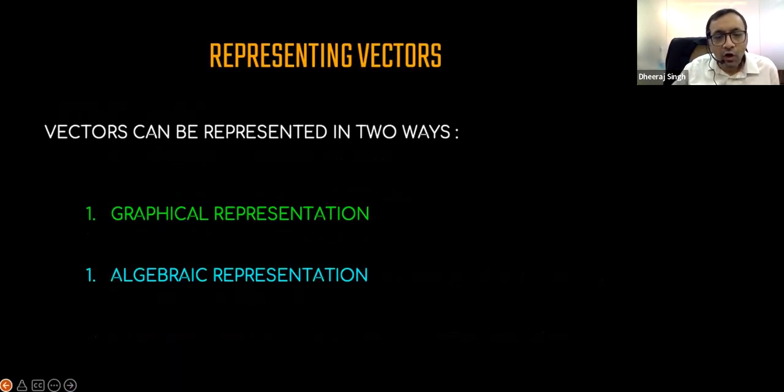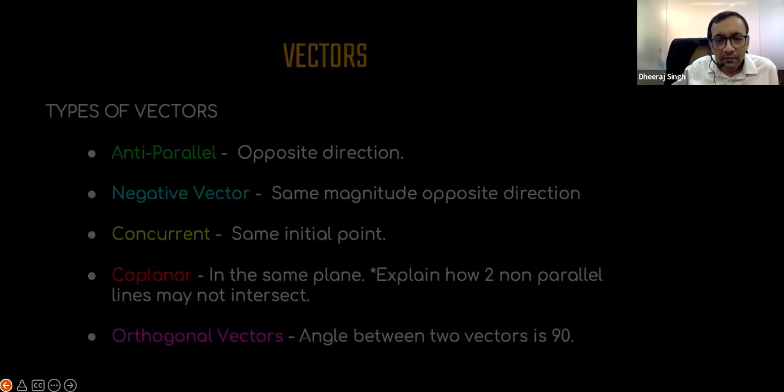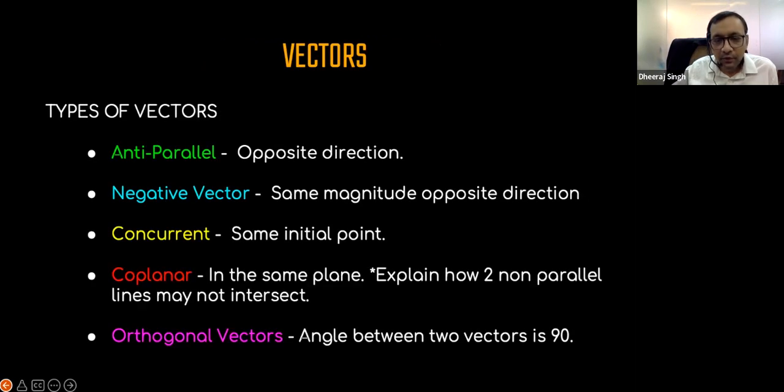What is orthogonal? Orthogonal means one vector is perpendicular to the other. Ortho means perpendicular. Have you guys heard of the word orthogonal before? Have you heard of orthogonal vector? No. Okay. No problem. Orthogonal means 90 degrees.